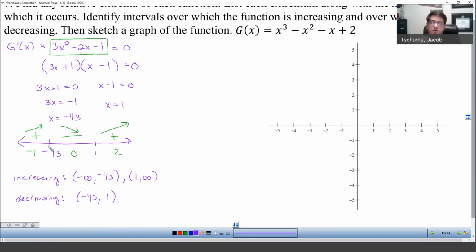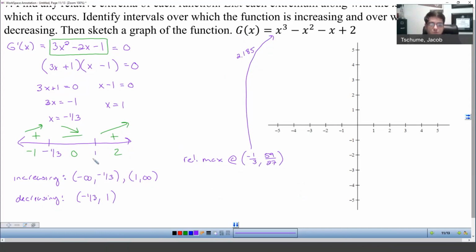At negative 1/3, you go from increasing to decreasing. So you're going to have a relative maximum at the point negative 1/3 something. Because remember, negative 1/3 is your x value. To find the y value, you need to plug this into the original function. So let's see what we got here. Negative 1/3 raised to the third minus negative 1/3 squared minus negative 1/3 plus 2. Turn that into a fraction, and you should get 59 over 27. For those who are curious, this is about 2.185.